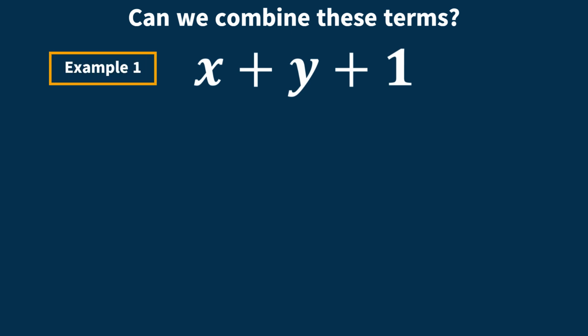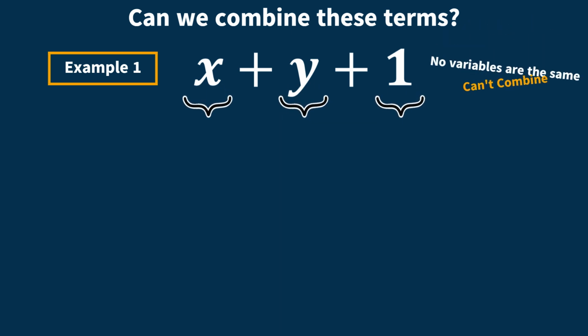Example 1. We have x plus y plus 1. If we look at all of those terms, there are no similar variables. That means we cannot combine any of these terms here.